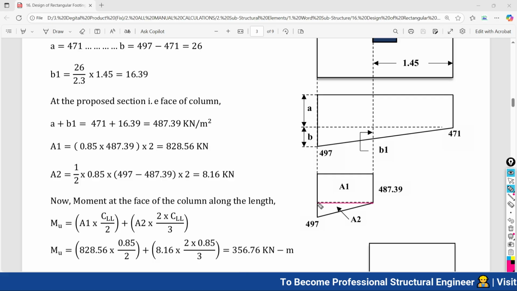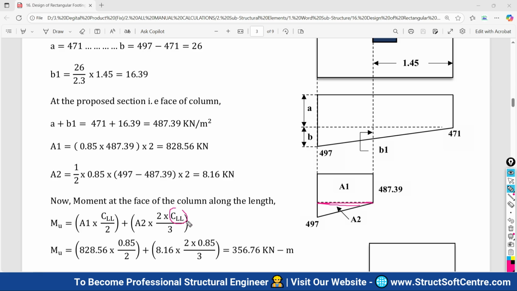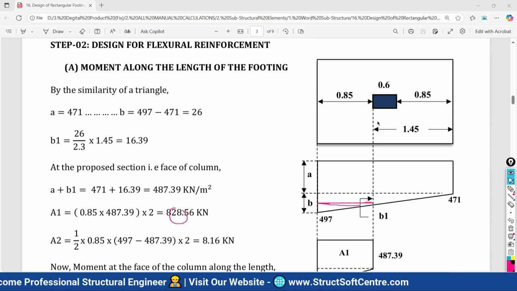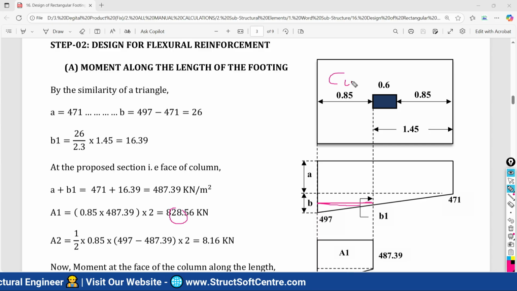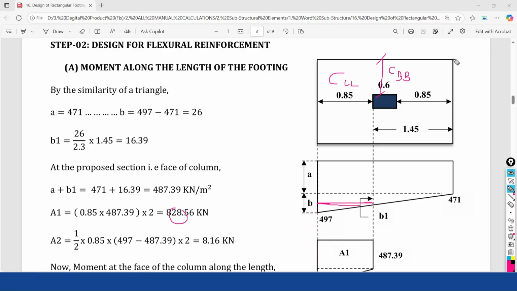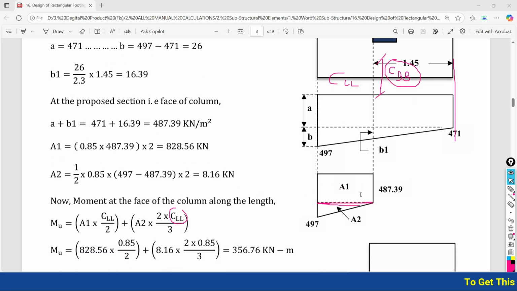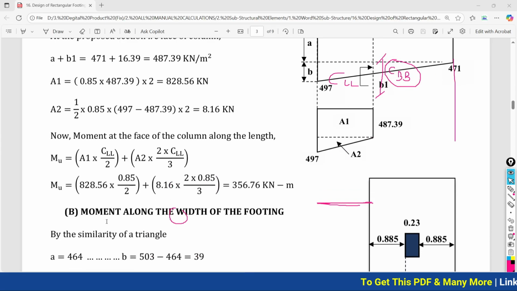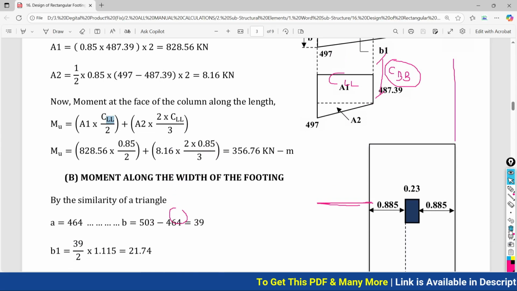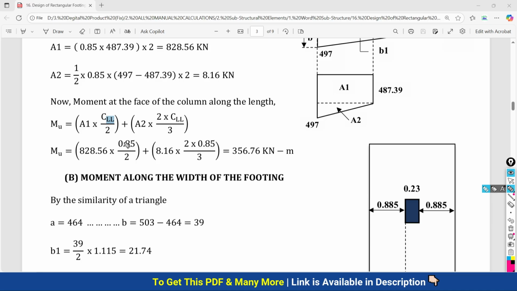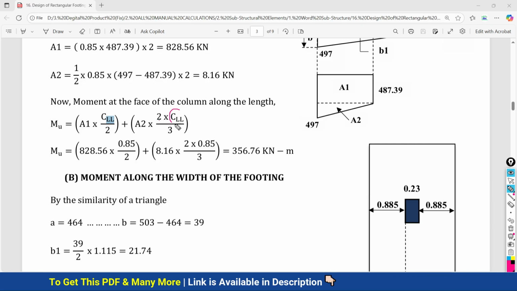2h means, what is h? That is nothing but your projection 0.85. CLL means the projection along the length of the footing. And this will be the projection along the width of the footing, CBB. When we do the calculation along the width, we denote it by CBB, and as we are doing the calculation along the length, that's why we are denoting it by CLL, that is nothing but the projection along the length of the footing. So 2 times the projection divided by 3 means 2h by 3.